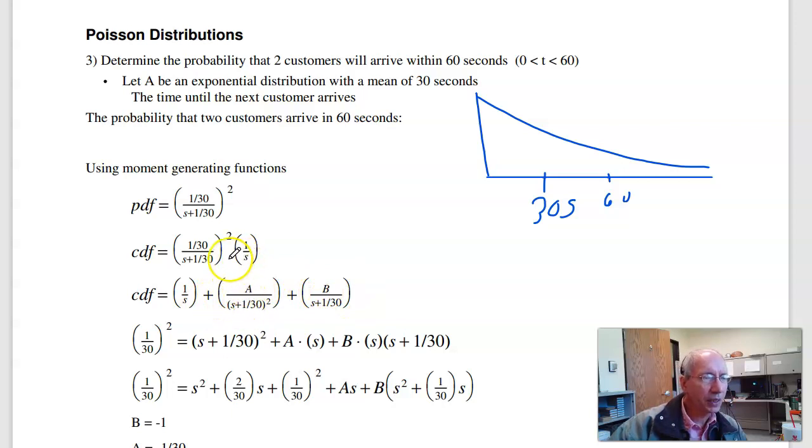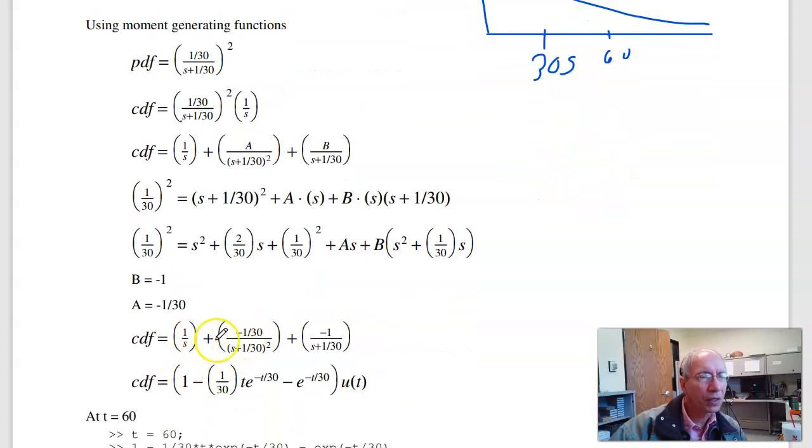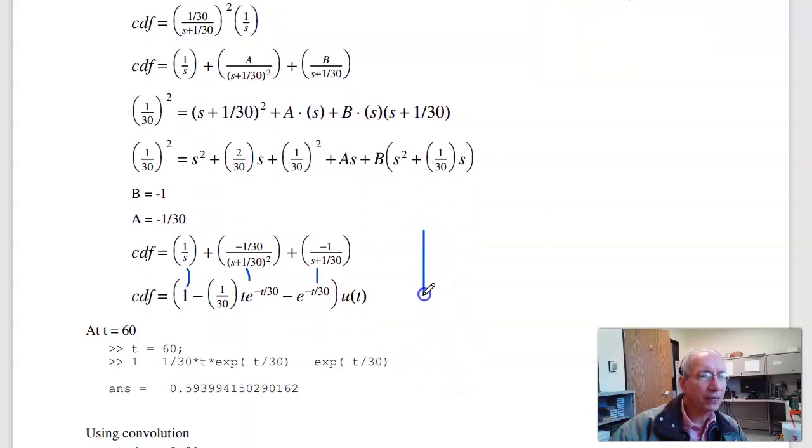So I plug in s equals 0, and I get 1. Plug in s equals minus 1/30th, cover up this term, and I get A. B you have to work for. So putting this over a common denominator, solving for B is minus 1. So here's the partial fraction expansion, which has the inverse Laplace transform of 1 minus 1/30th t e to the minus t over 30, minus 1 e to the minus t over 30. So that's the CDF.